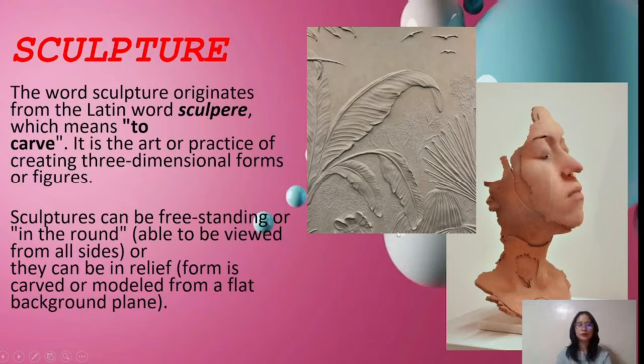Relief sculpture is a form where it is carved or modeled from a flat background plane. Like in soap carving, it's an example of in relief sculpture. We cannot see the 360 view of the sculpture, but this is also a sculpture where it is carved from hard materials. It is also sculpture, guys.